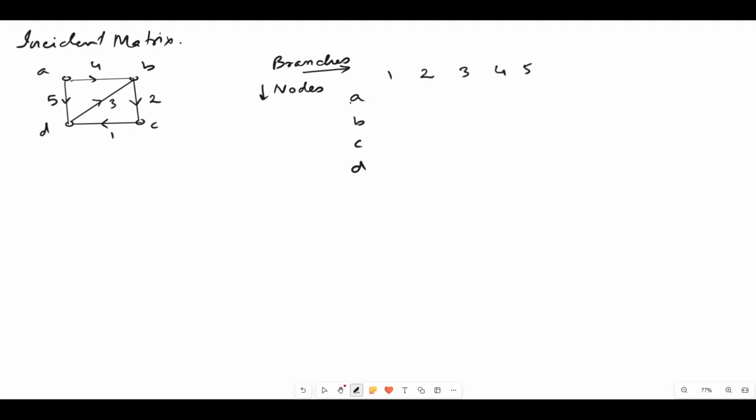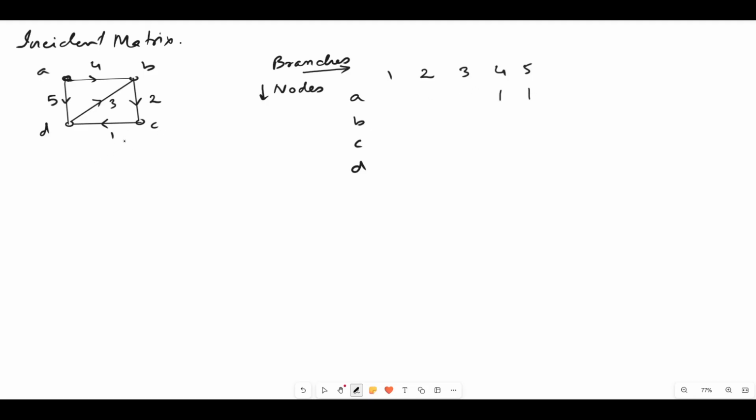After arranging the branches and the nodes, next we have to determine the matrix. In order to determine the matrix, we have to identify which node is connected by which branch. For example, suppose you are considering node A, then it has 2 branches, which are 4 and 5. So we will be putting values across 4 and 5. Now whether it will be plus or minus 1, that we have to decide.